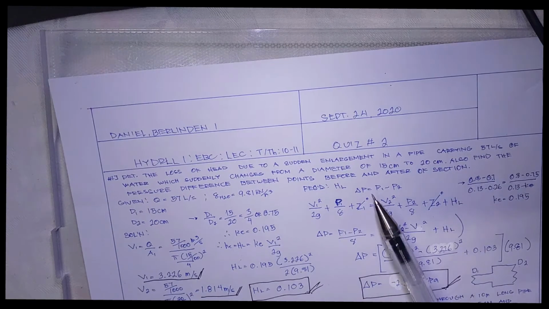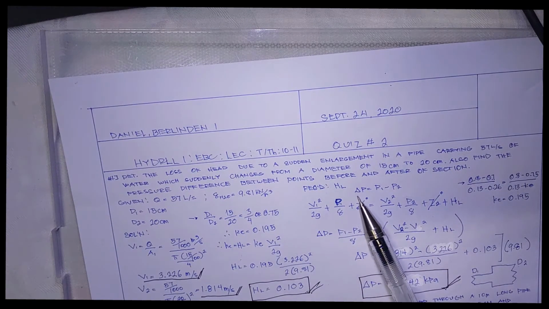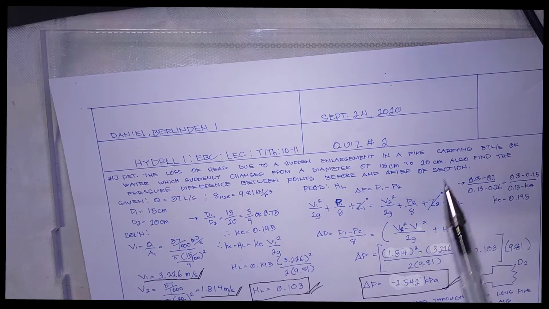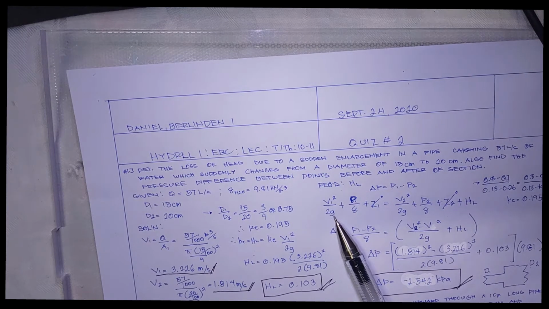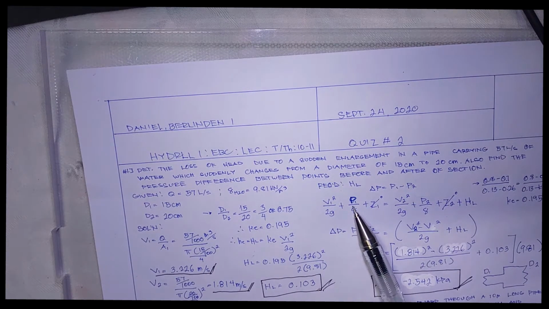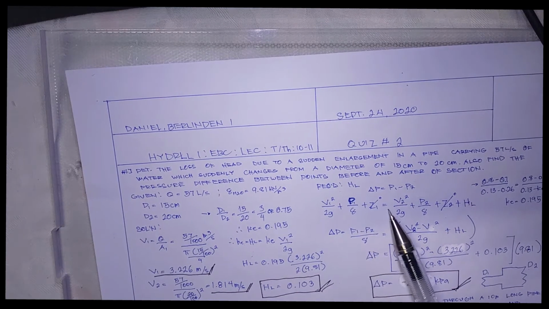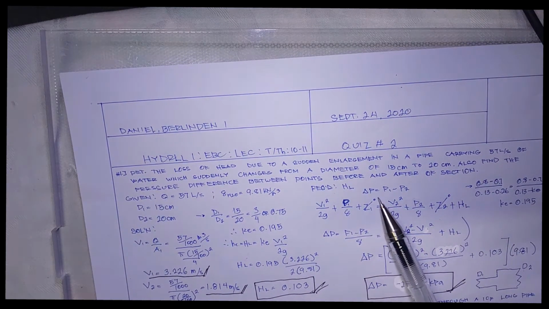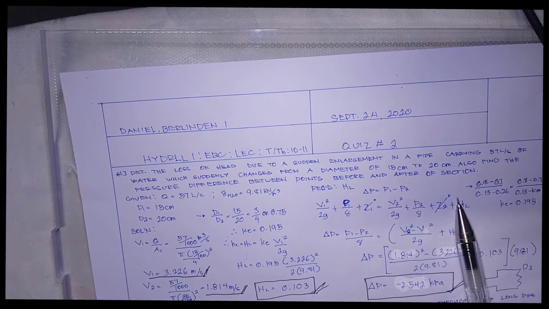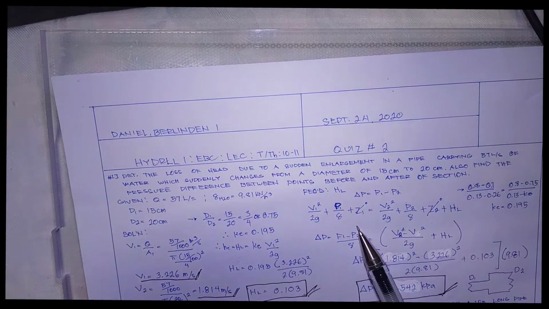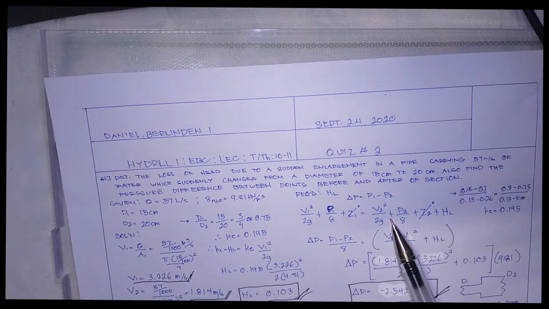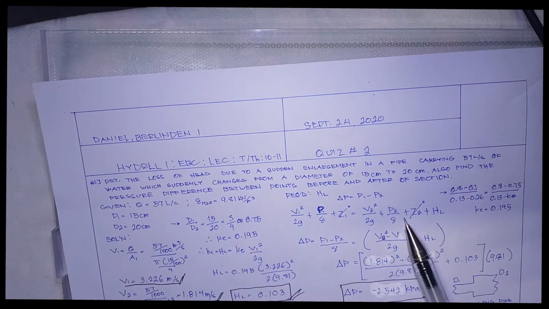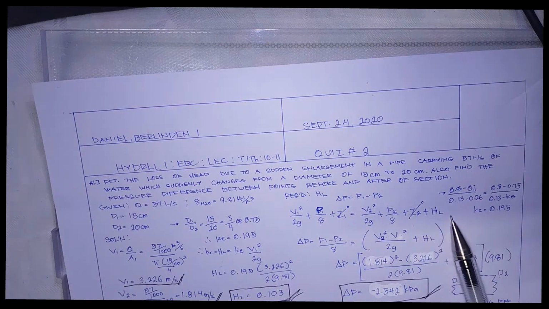And then next we will find the value of the pressure difference before and after of section. So we have the given formula. So V1 squared over 2 times gravity plus the head loss plus the pressure head plus Z1, which is equal to 0 because the pipe is on a level surface, so there is no grade. It's equal to the velocity 2 squared over 2 times gravity plus the pressure head plus Z2, which is equivalent to 0 plus the head loss.